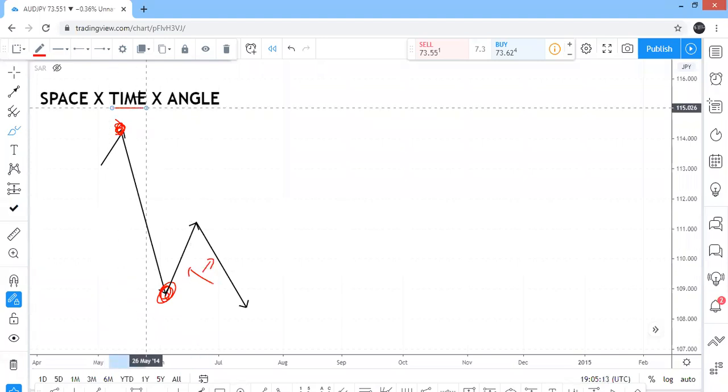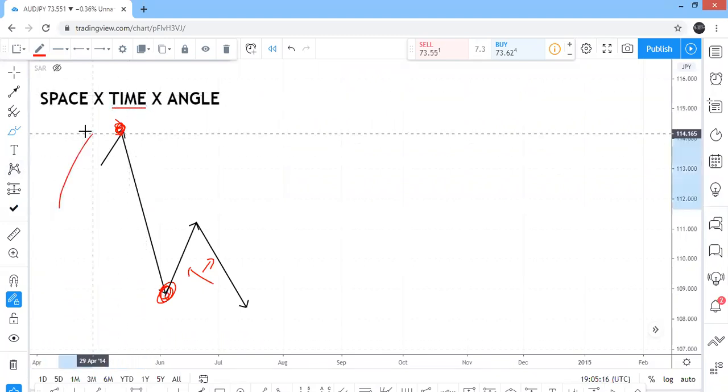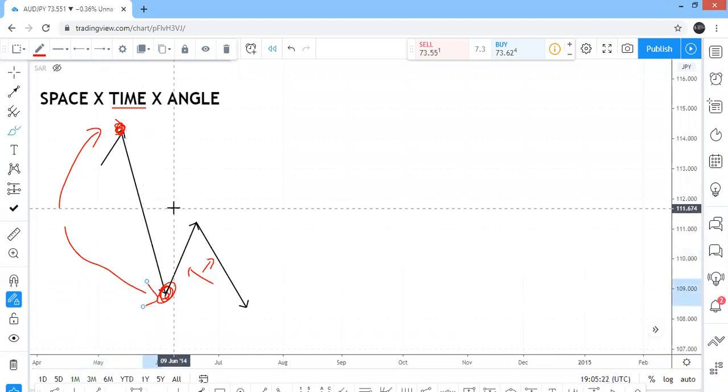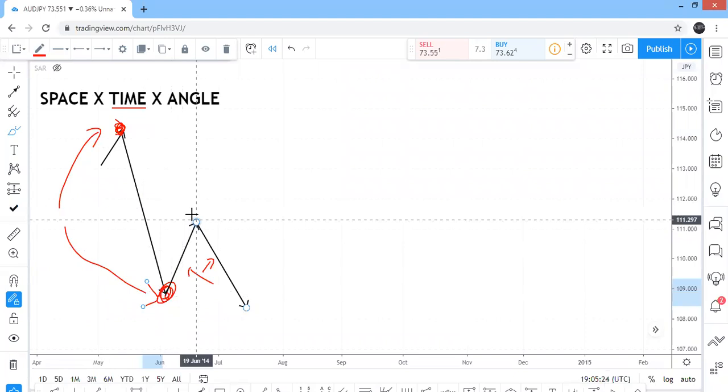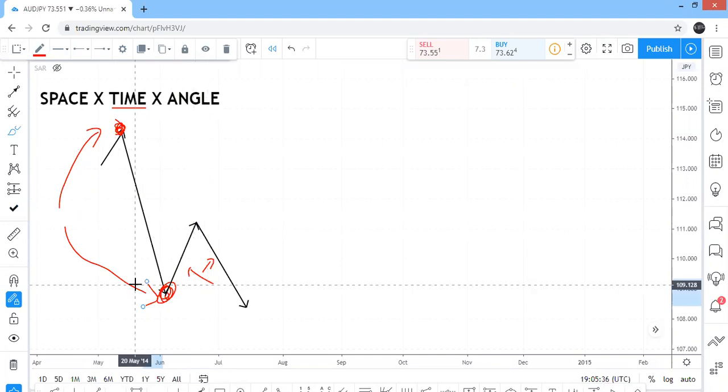Okay, so space is the distance between the beginning of the impulse to the end of the impulse. We all know what an impulse move is. Then there's a correction, and then there is a perceived second impulse, but it's our second correction. So when you find all of those things, that is where you draw your first triangle. So let's label these aspects so we know exactly what it is.